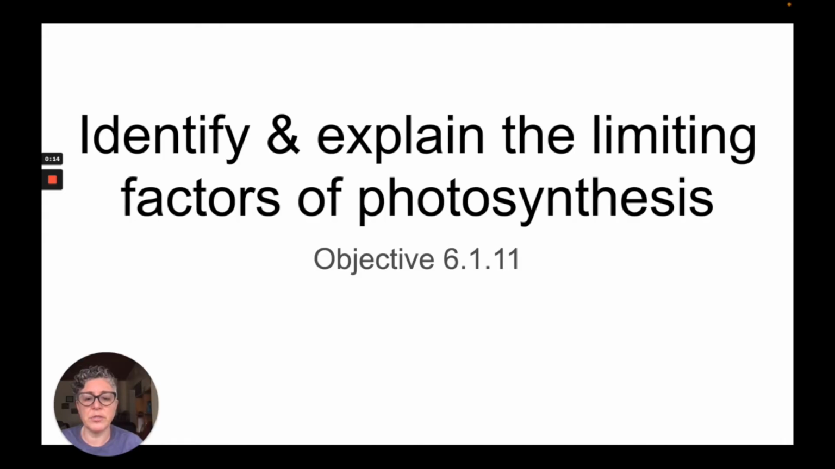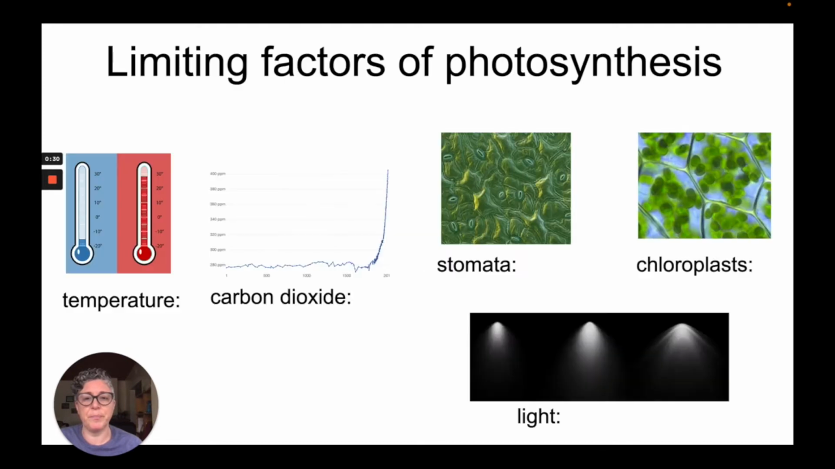This video covers the IGCSE Biology Objective 6.1.11 on the 2025 CAIE syllabus to identify and explain the limiting factors of photosynthesis. So what are these limiting factors? Well, there are 5 of them that we will consider, 3 in a bit more detail than others.